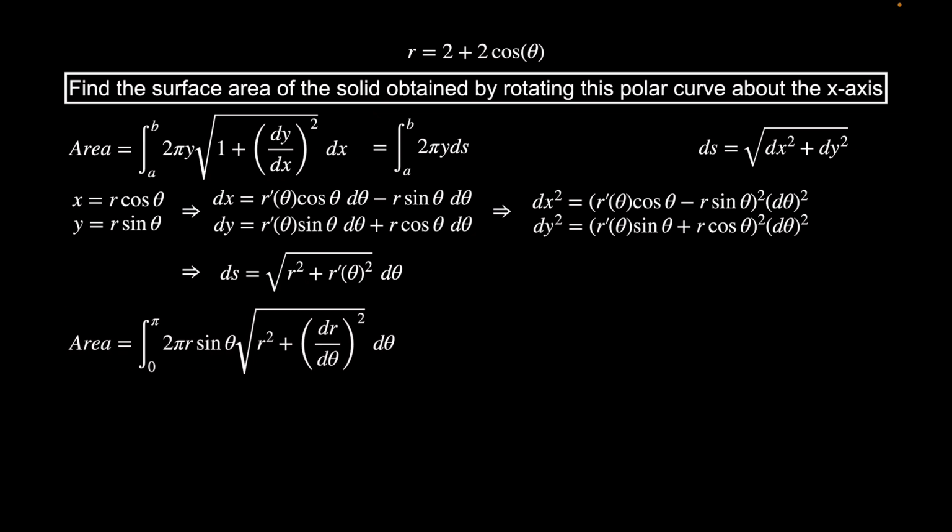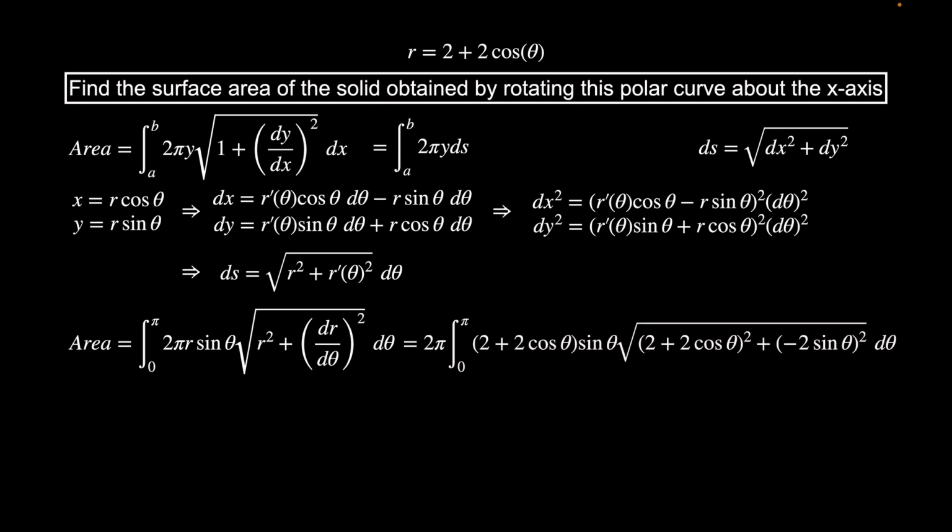So y, of course, is r sine theta. And then our radical becomes the radical of r squared plus (dr/d theta) squared, times d theta. We just plug in what r is in terms of theta, which is 2 plus 2 cosine of theta. And then take the derivative dr/d theta, that's negative 2 sine theta.